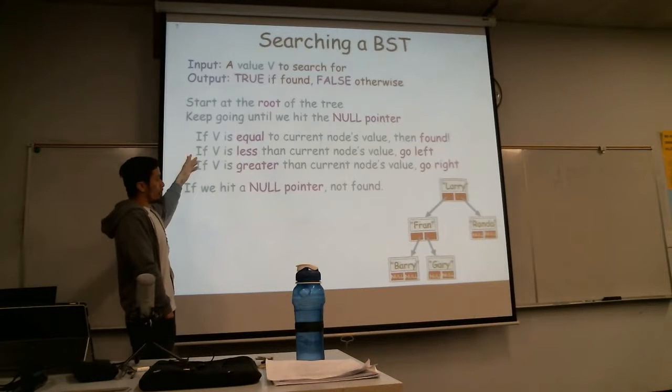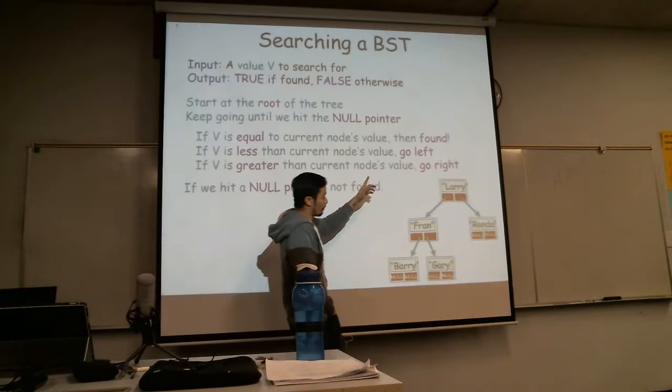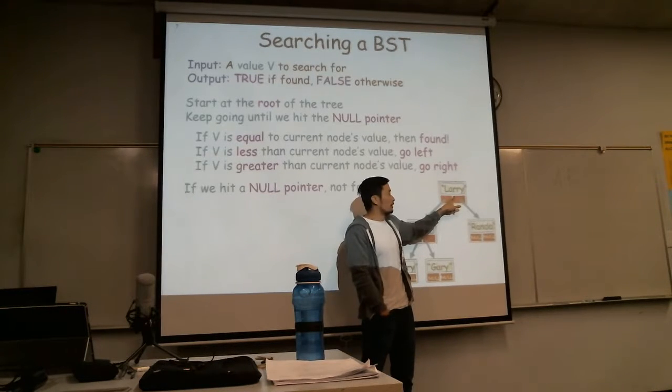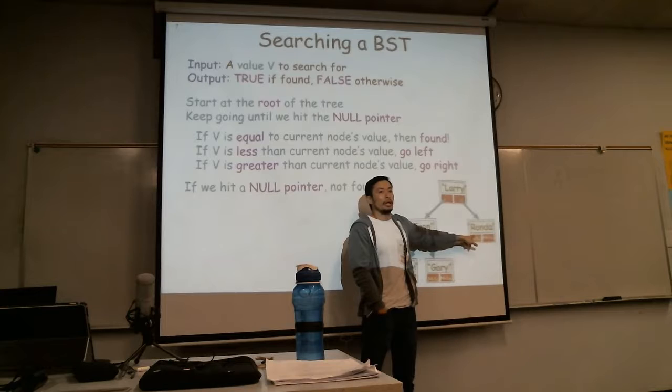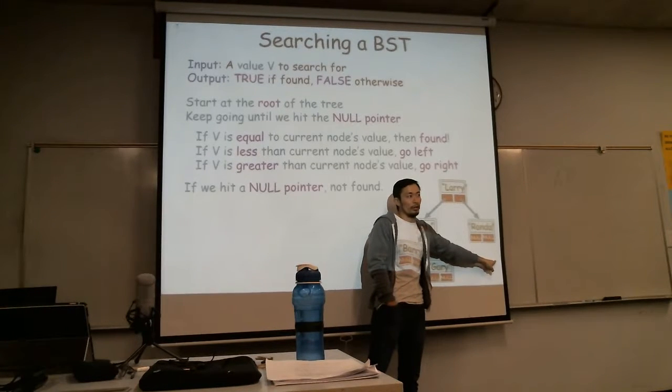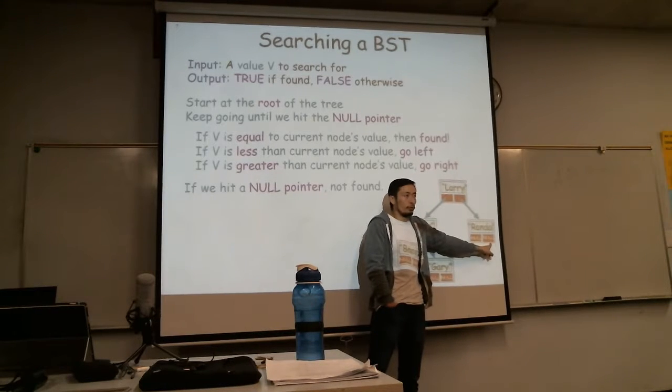Now, if we go all the way down to the null pointer, so if I'm looking for Tom in this tree, this is not Tom. Tom is greater than Larry, I go right. This is not Tom. Tom is not Rhonda, so I go right. But then what happens when I go right? If I try to go right, I see it's a null pointer.